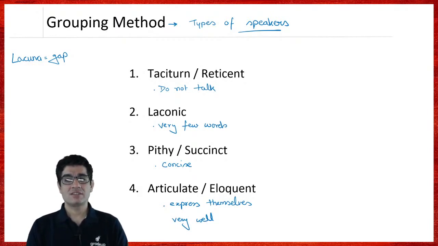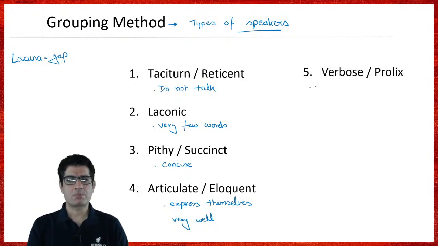ओके, देन अब थोड़ा आगे चलें. यू कैन हैव पीपल हु आर वर्बोज और प्रोलिक्स. सो दीज आर पीपल हु यूज मोर वर्ड्स देन नेसेसरी. तो ये वो लोग हैं जो, पता है, 10 वर्ड्स की बात 15 वर्ड्स में बोलेंगे.